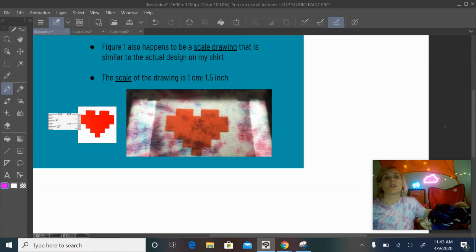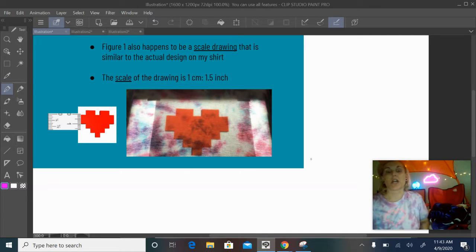So we talked about that figure one. This little heart is called a scale drawing, and it's similar to the actual drawing on my shirt. They are the same shape, everything's the same except the size is different. The scale of the drawing is 1 centimeter to 1.5 inches.